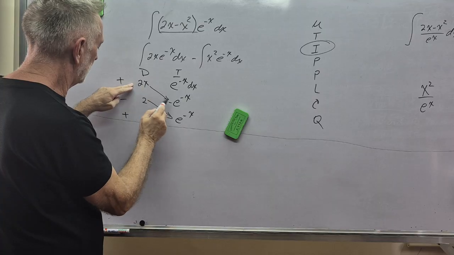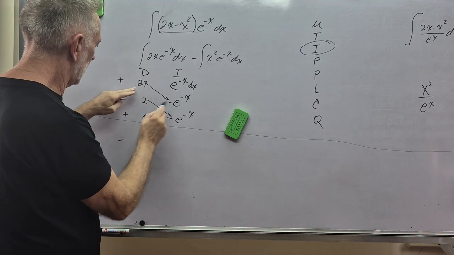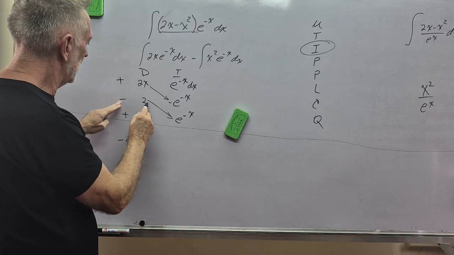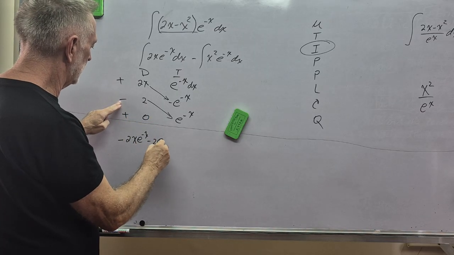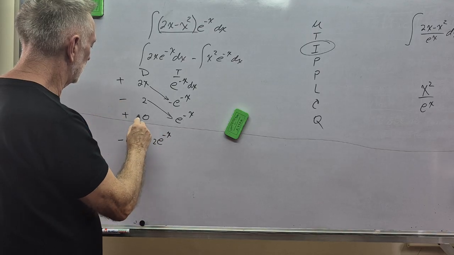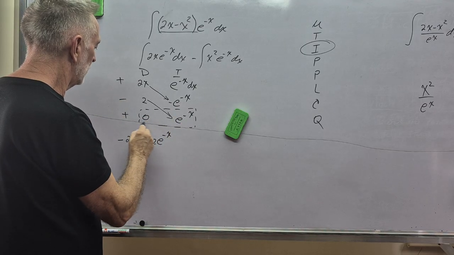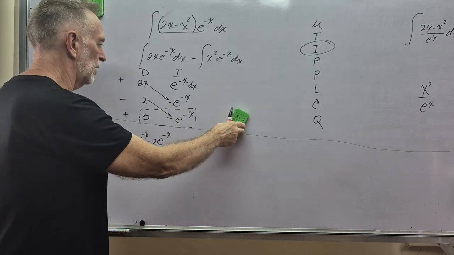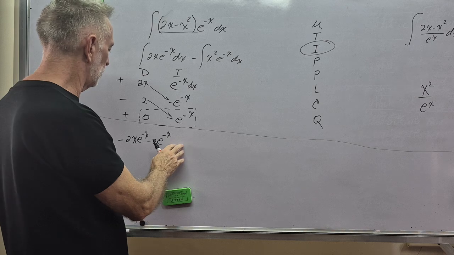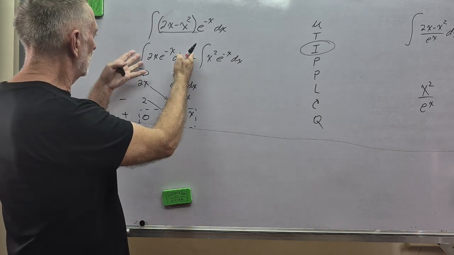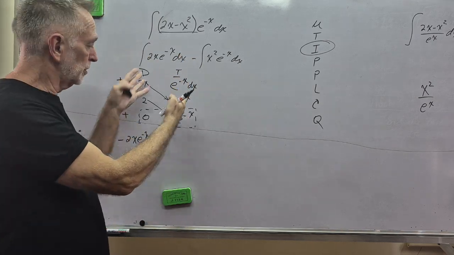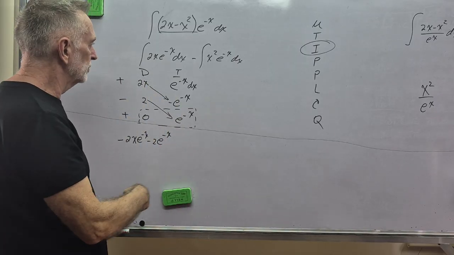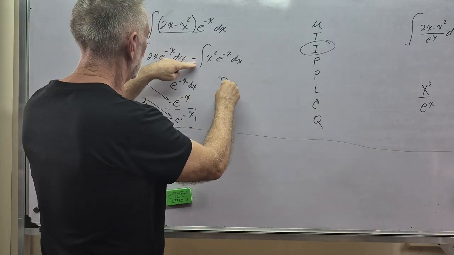Positive times negative gives me a negative 2x e to the minus x minus 2e to the minus x. Then I'm going to integrate that row. Well, 0 times that, the integral will just give me a constant of integration, so it's just a 0 for our purposes. So I immediately did that DI method for that integral, and there it is. Okay, now I have this one.